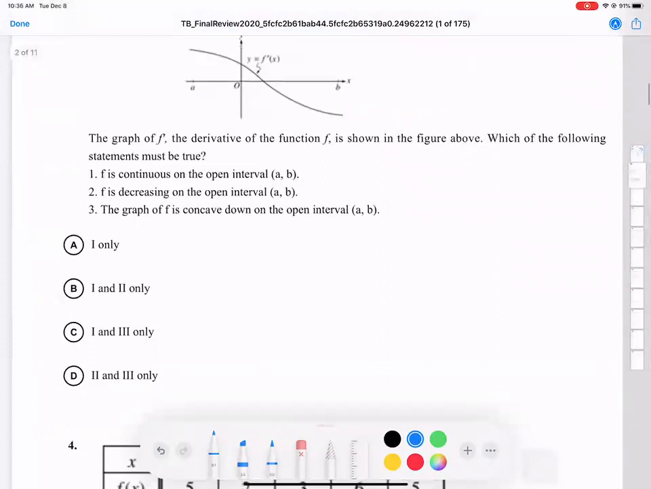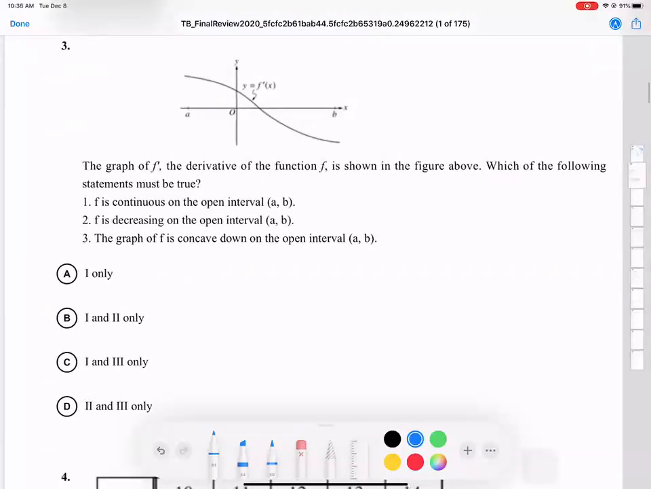Now, these questions are always super tricky when they give you a graph and they tell you is 1 true, is 2 true, is 1 and 2 true. F prime here is the derivative of the function f. So what's given is the slope. That's a slope graph, okay? Everyone, you might want to write slope on it, just to remind yourself, hey, this is the slope. It's shown in the figure above. Which of the following statements must be true?